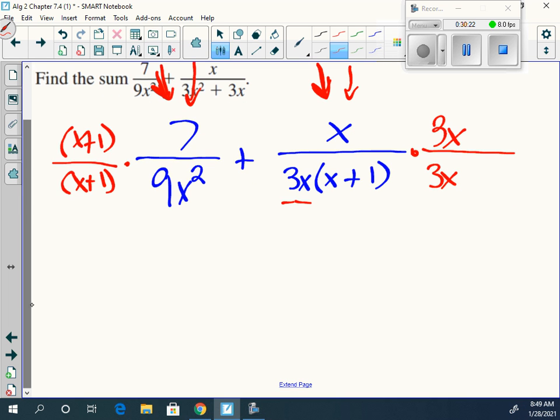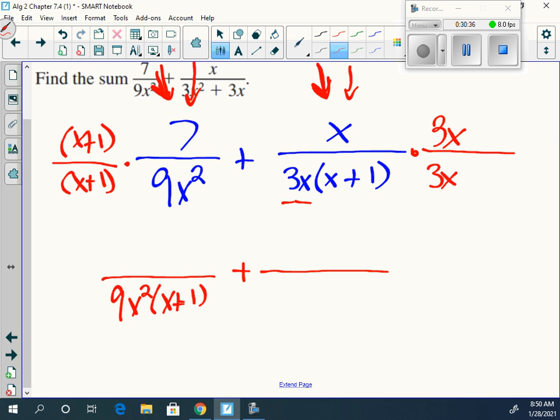Would that just make the x? So let's look at the bottom. On bottom we'll have 9x squared times x plus 1, yes? Plus, over here, 3x times 3x would be 9x squared times x plus 1. These need to be the same, because if they're not, we can't add or subtract. Now, in the denominators, I did not multiply through by the 9x squared. We don't do that. We're going to leave this as is, because when we add them together, they're going to be on one fraction, yes?